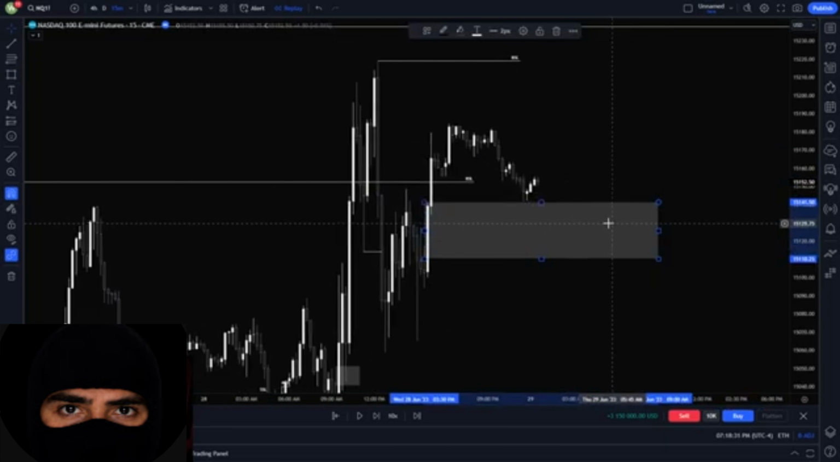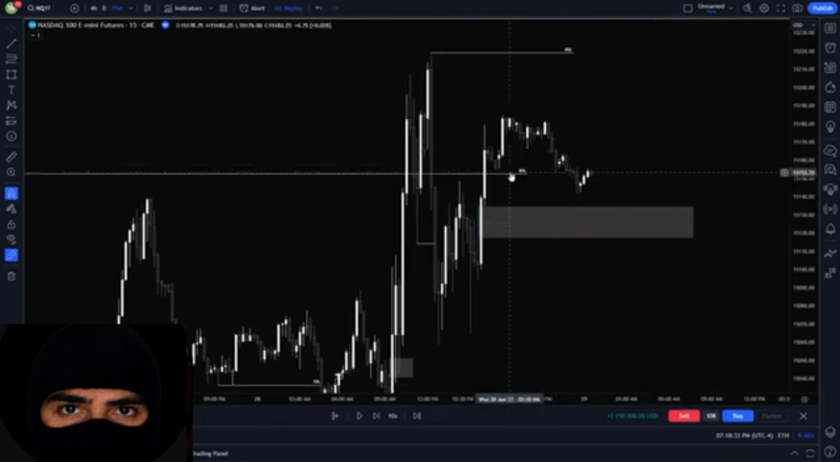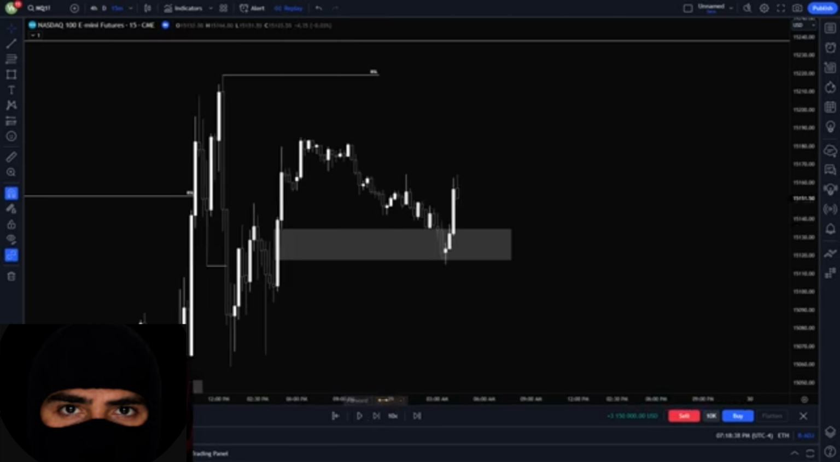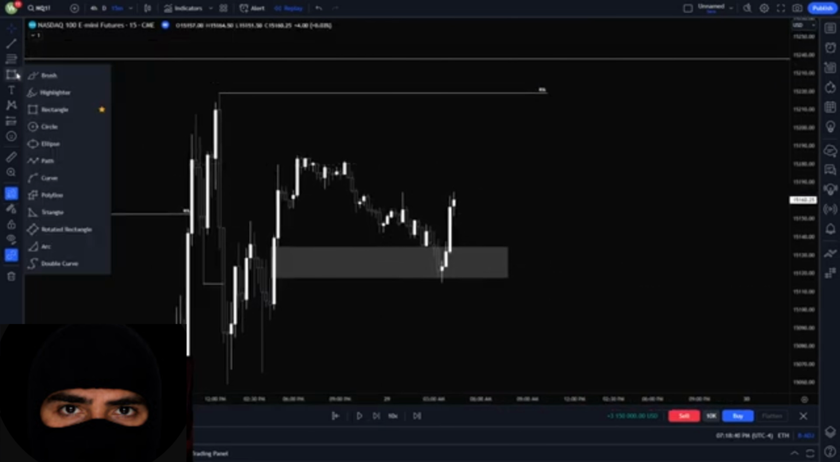This is what we want to pay attention to. Are we going to respect this fair value gap, or are we going to disrespect this fair value gap? That's what we want to pay attention to. Bouncing. Now we're respecting it. What can I expect? We have a fair value gap created.